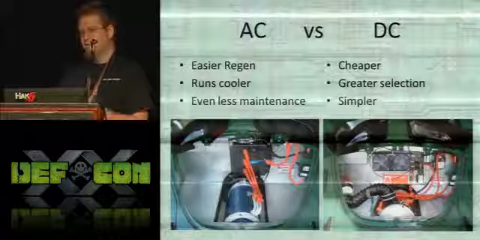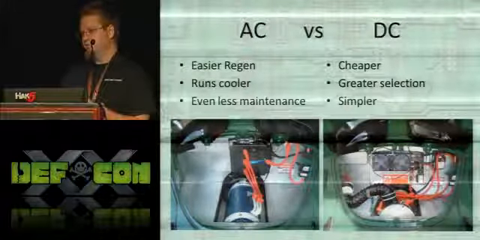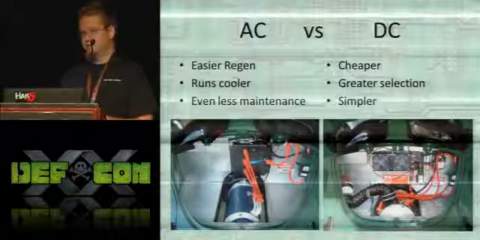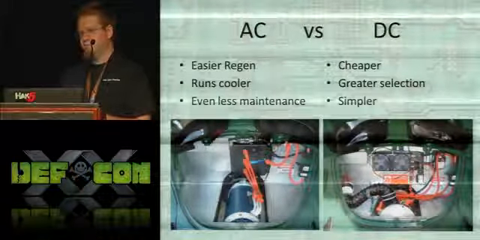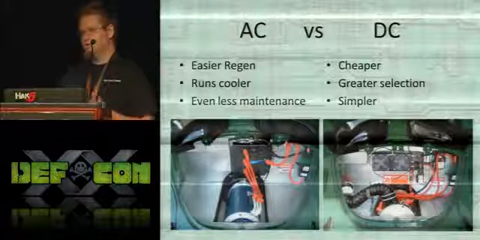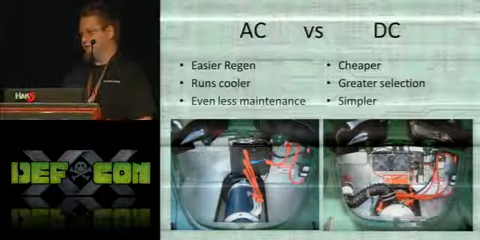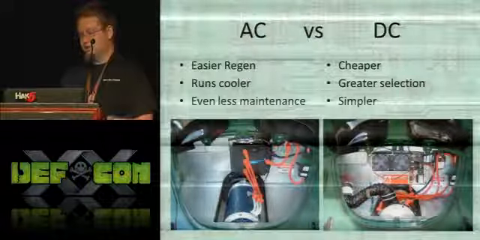So, AC versus DC. Most of the OEMs are using alternating current motors. They like these because they have regenerative braking. Regenerative braking is very popular, but it's not really all it's cracked up to be. It only gives you about 10 to 30% of your energy back, but AC costs a lot more.